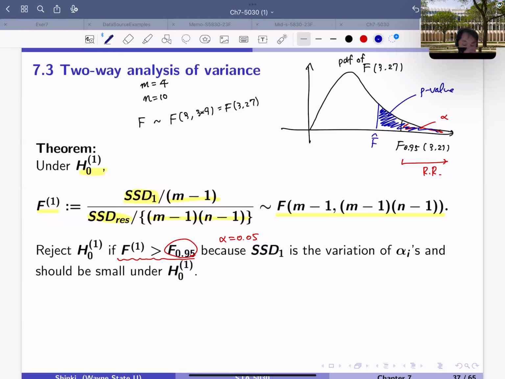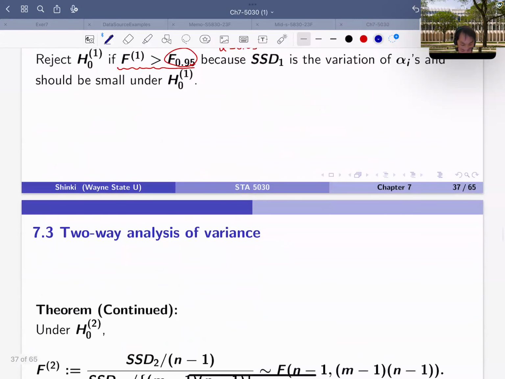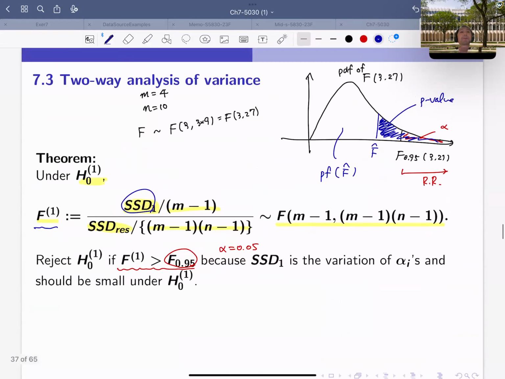We will have one quiz question to answer this p-value based on these numbers, SSD1 and SSD residual. You are given these numbers, but you have to manually calculate the F value. Then you also have to calculate this area. You can use the PF function to calculate this area, so this is the PF of F hat. You have to specify the degrees of freedom. That is today's first quiz. Any questions?